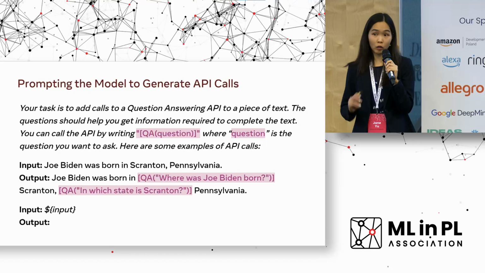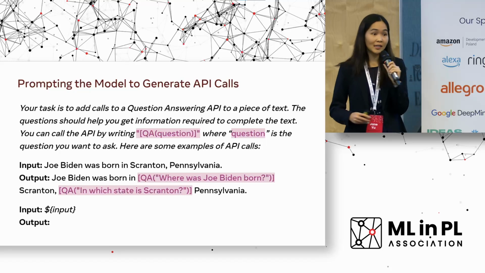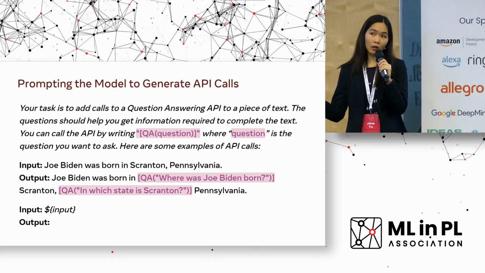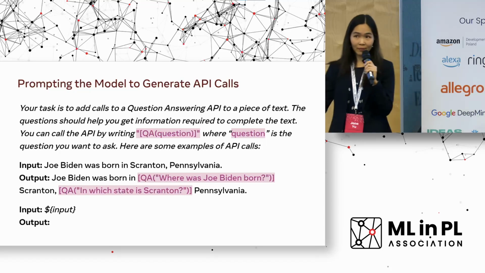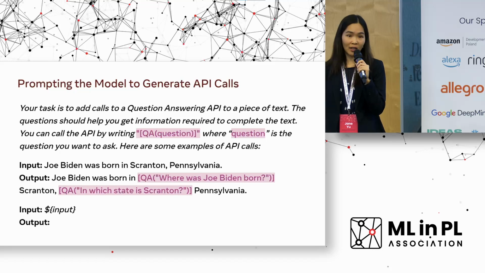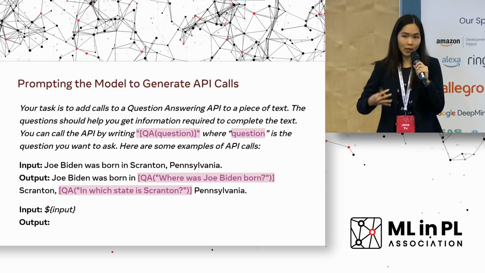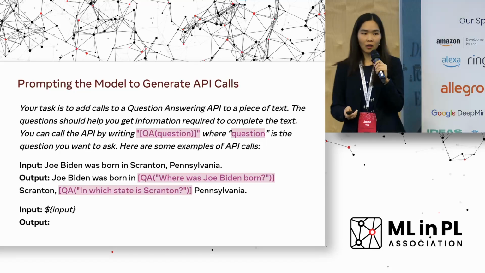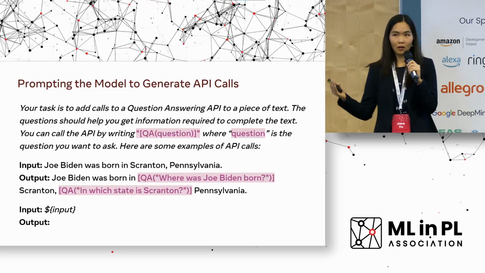And the example input I've shown to the model is Joe Biden was born in Scranton, Pennsylvania. And the example output that I've shown to the model is Joe Biden was born in, with a QA call which says, where was Joe Biden born? Because this would help in anticipating Scranton, followed by a call, in which state is Scranton, because this would likely help in anticipating Pennsylvania. So these are some ideal examples I'm showing the model, and it's followed by the actual input I want the model to try. I'm only showing you one example here, but we usually show it 3 to 5 examples based on how many will fit into that context window.